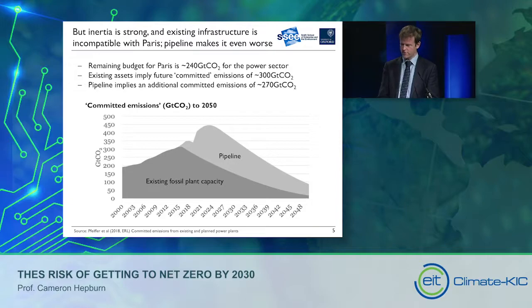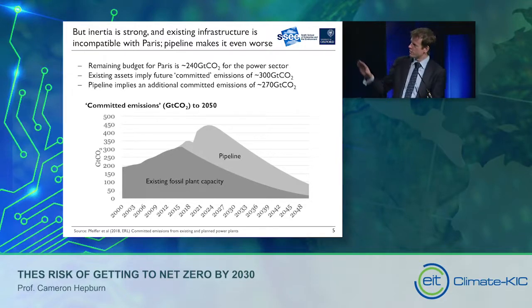What we've got in terms of existing capacity in the world, if you think about a budget just for the power sector of 240 gigatons of CO2, we've already got committed in the existing capital stock 300 gigatons of CO2. Budget's 240, so already over budget. And so you would think, if we were serious about this transition, that instead of building new fossil capital stock, we'd be stranding it, cutting it, killing it, wiping it out.